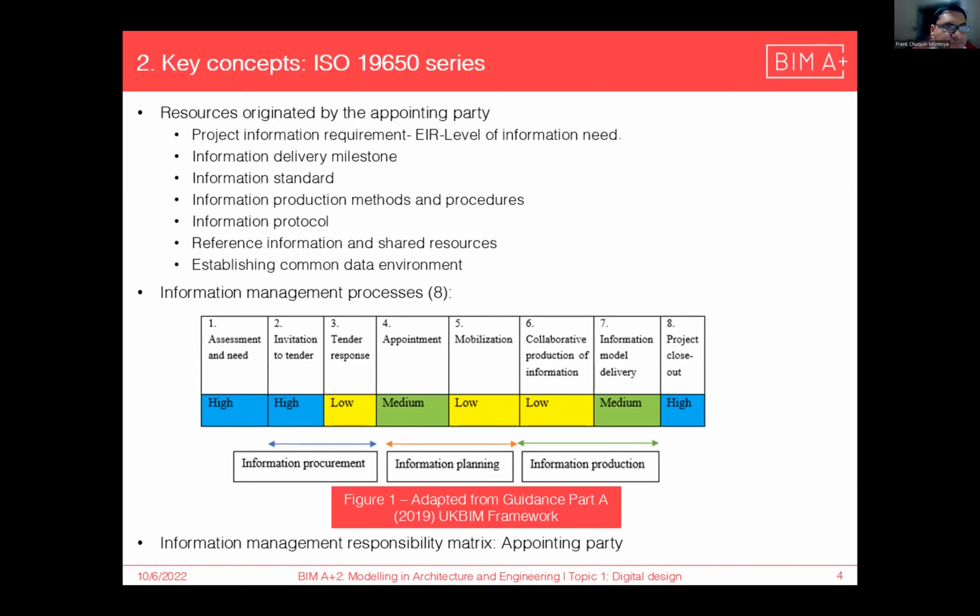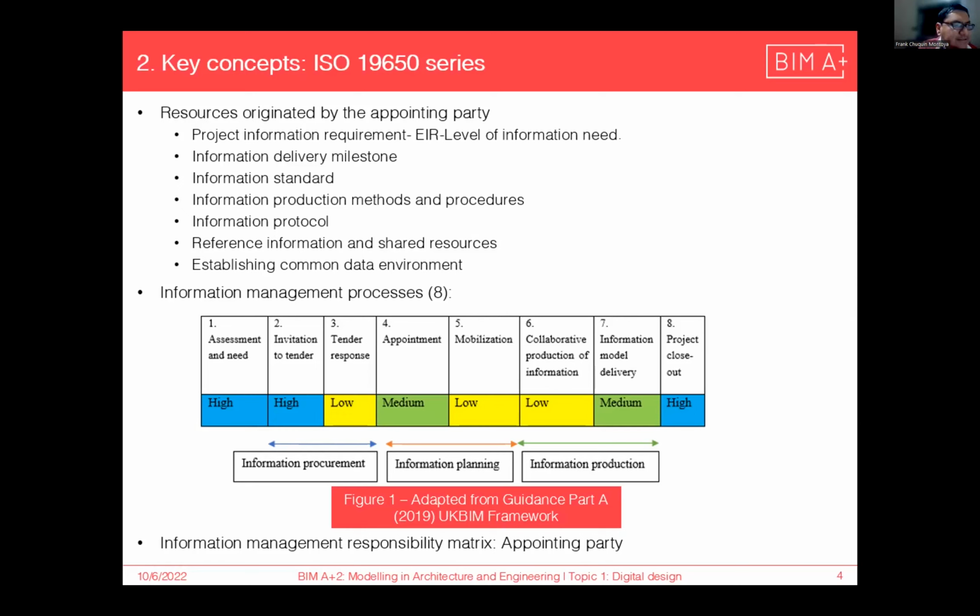The ISO indicates what resources are the responsibility of the appointing party, and they are the project information requirements, the exchange information requirements, information standards, information methods and procedures, the information protocol, the reference information and shared resources, and also establishing a common data environment. It means the workflow and a solution.